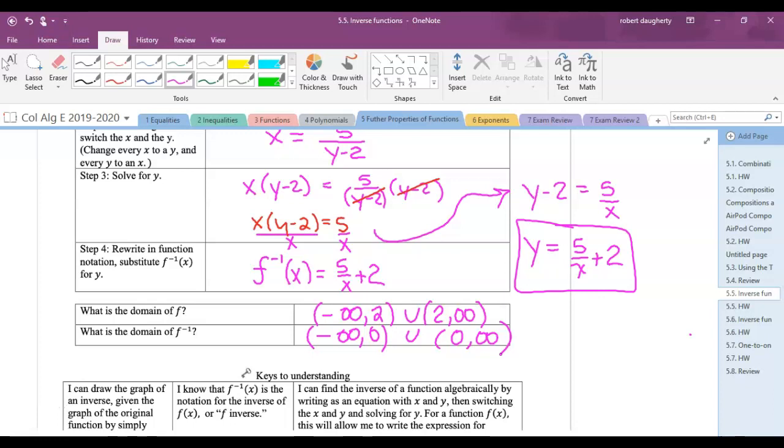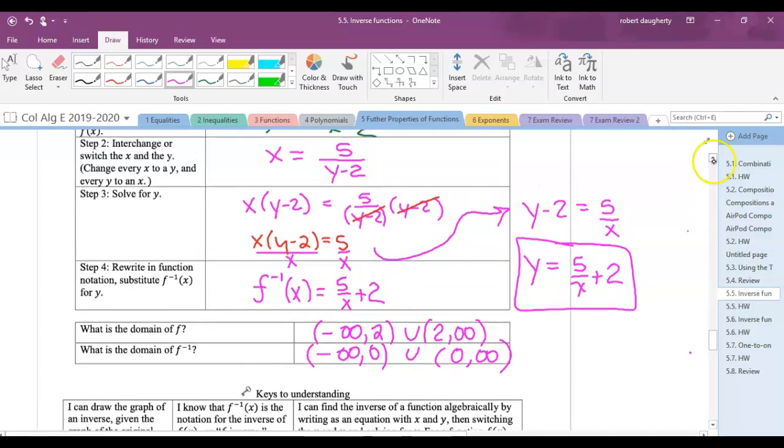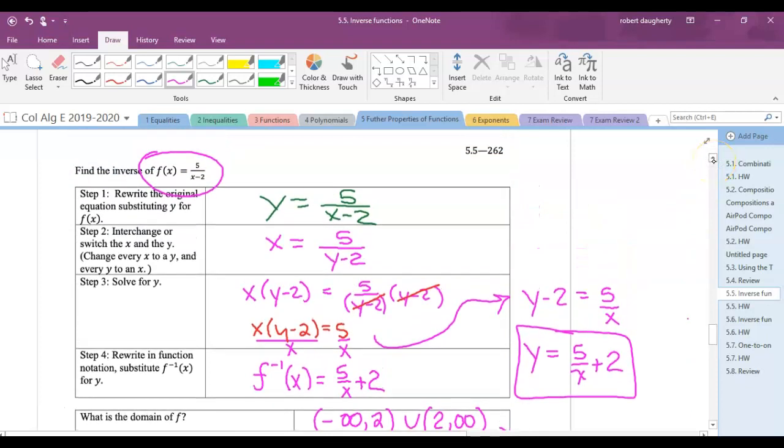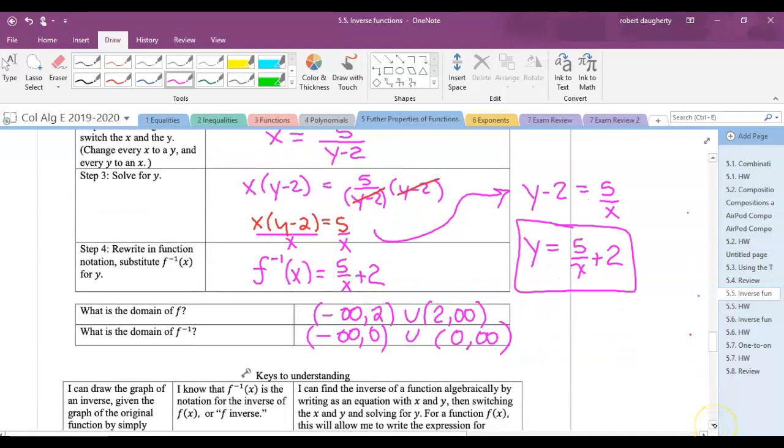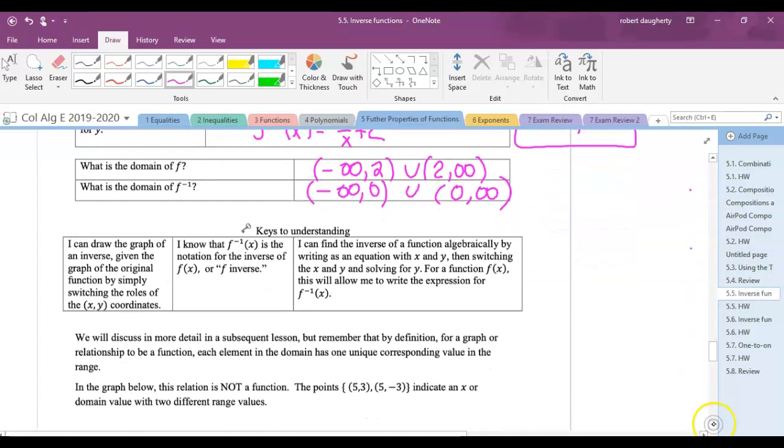Why? Because if you look at f, this is f. When I look at f, x minus 2 cannot be 0. So x cannot be 2. That makes it undefined. So that means that if x cannot be 2, the domain of f is negative infinity to 2 and 2 to infinity. And then when I look at the inverse, right here, x cannot be equal to 0. That makes this undefined. So if x cannot be 0, this is what x has to be. So this domain and range skills, we've been working on those. They have to stay with us.